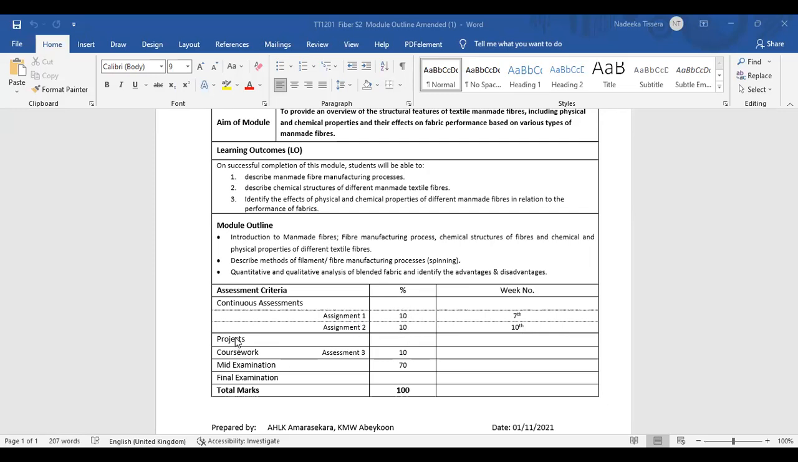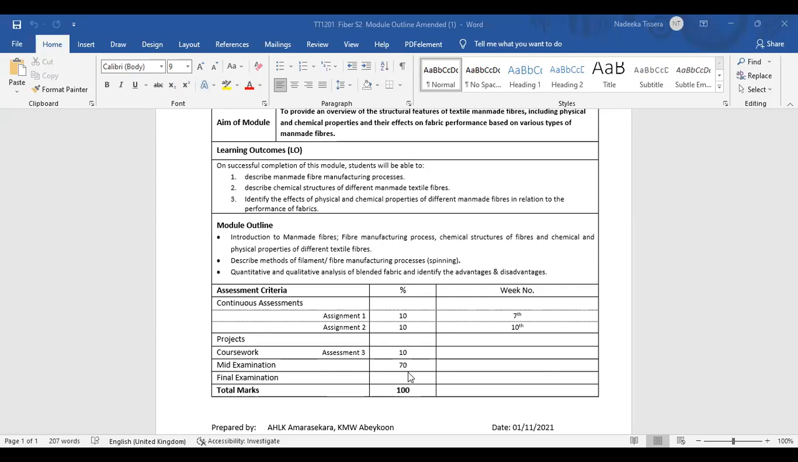Okay. And then under the projects, the remaining 10% from the continuous assessment would be either through a coursework or through a mid-examination. Okay, that is how we are going to cover the 30%. And the final examination will be 70% of your mark.